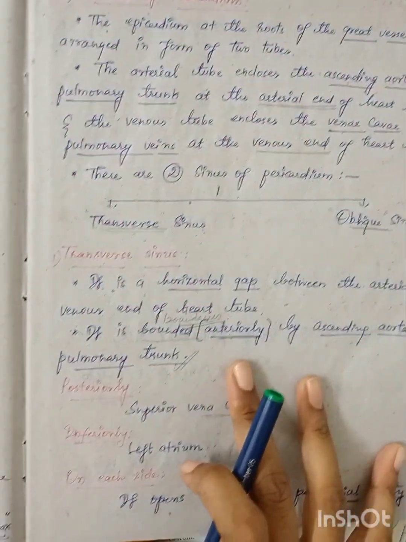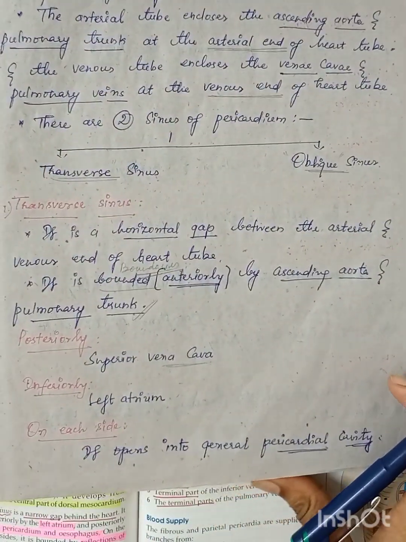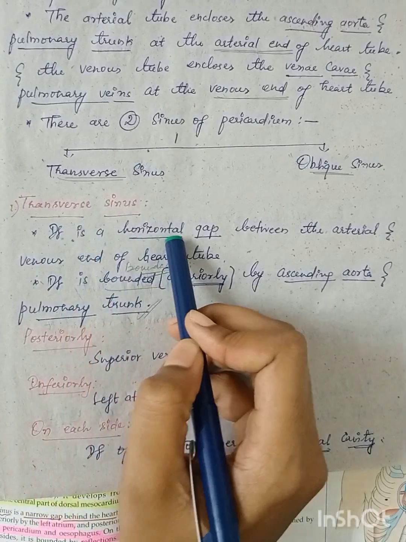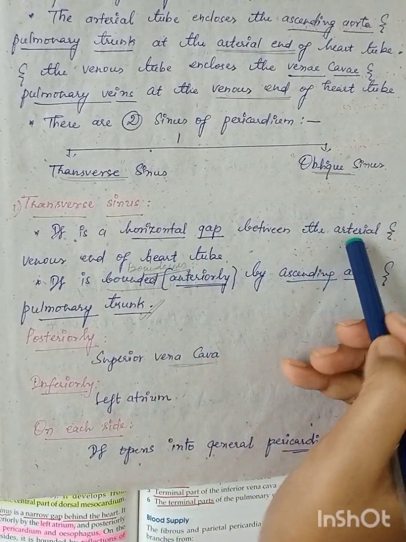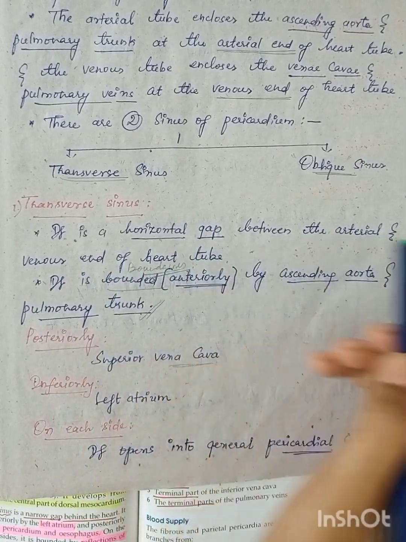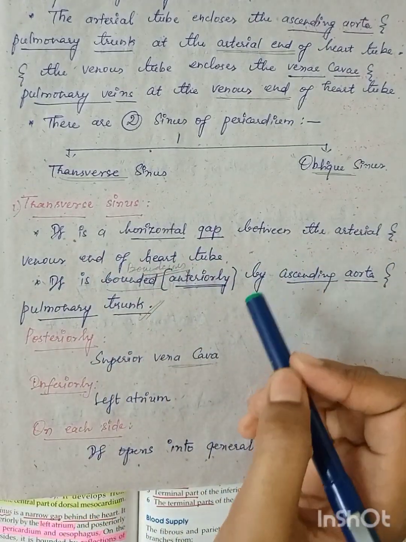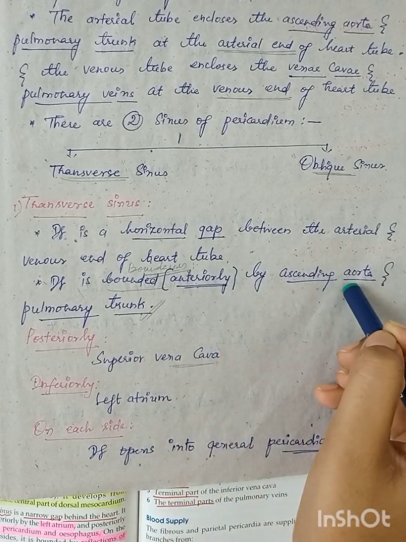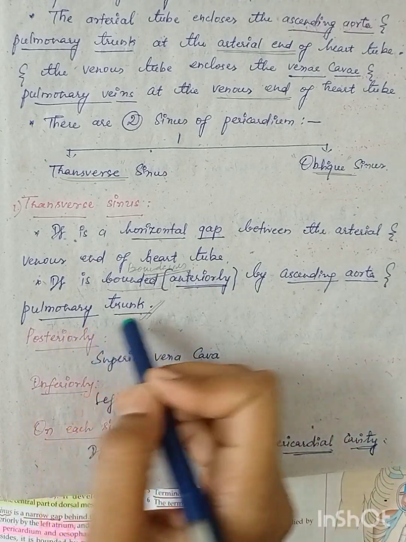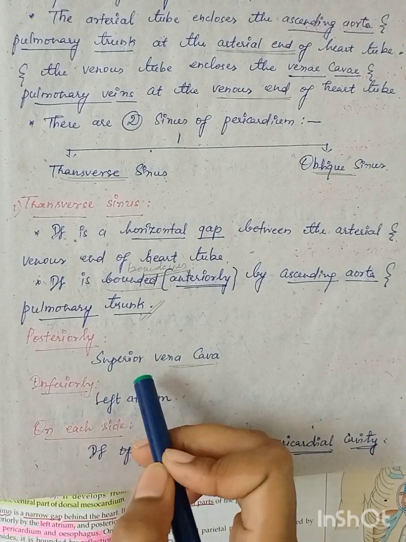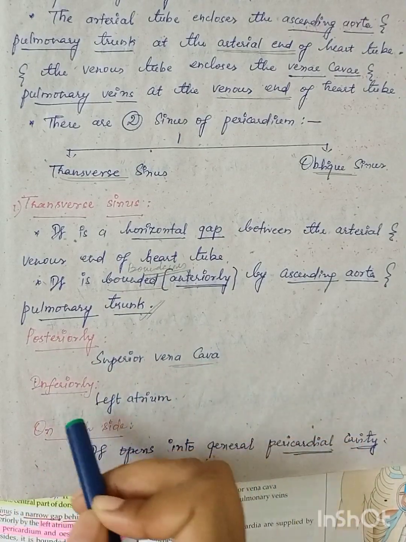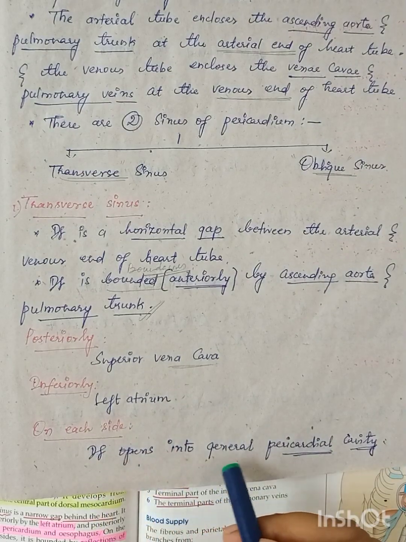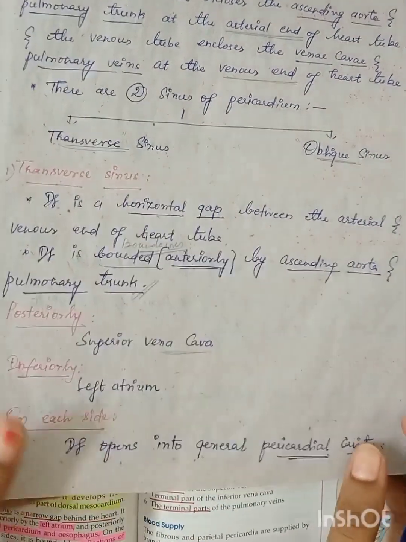Let us see the transverse sinus in detail. The transverse sinus is a horizontal gap between the arterial and venous ends of the heart tubes. It is bounded anteriorly by the ascending aorta and pulmonary trunk, posteriorly by the superior vena cava, and inferiorly by the left atrium. On each side, it opens into the general pericardial cavity.